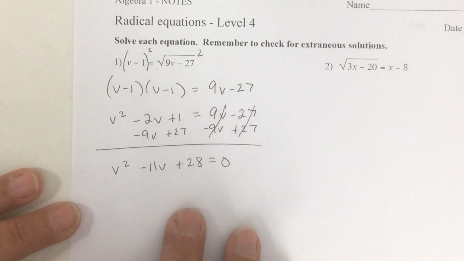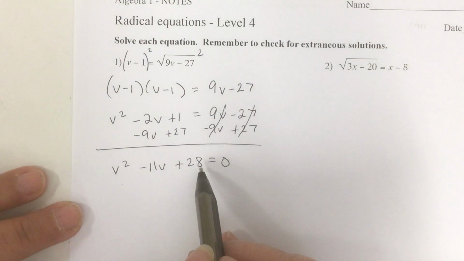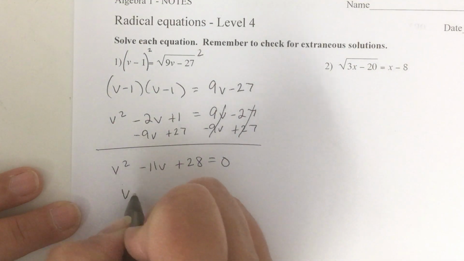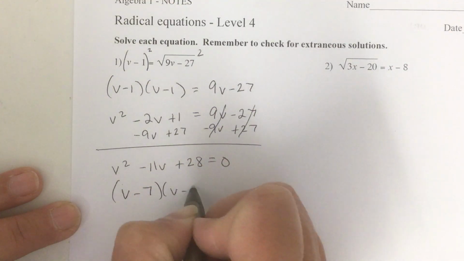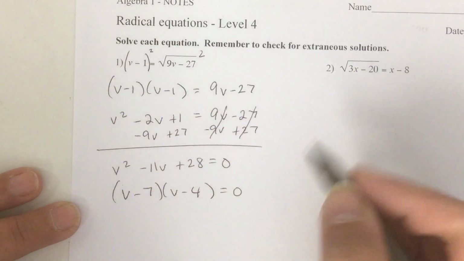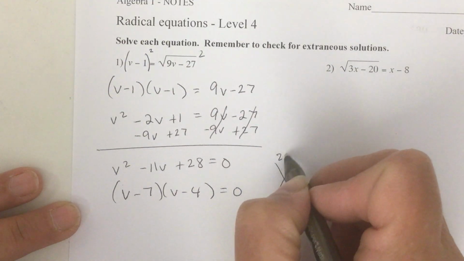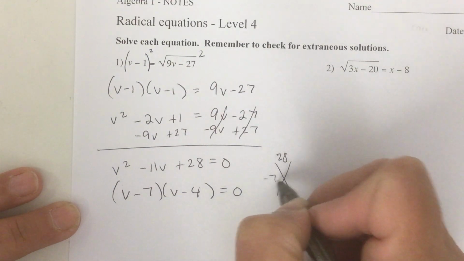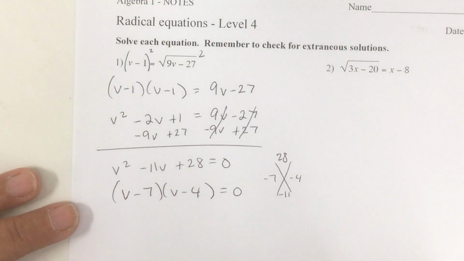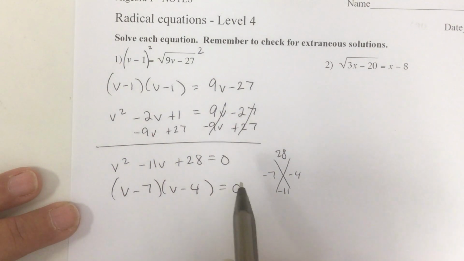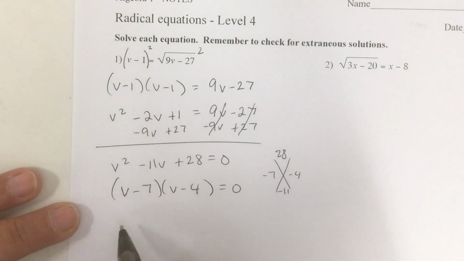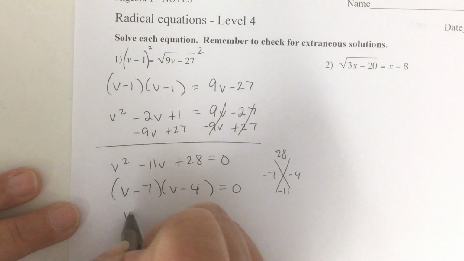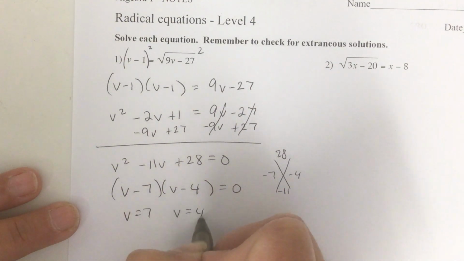At this point, I would factor. The two numbers that multiply to 28 and add to negative 11 are negative 7 and negative 4. So, if you made your x, you'd put a 28 up there, a negative 11, a negative 7, and a negative 4. If you want to use the quadratic formula, you can completely do that. You would have 11 plus or minus radical 11 squared minus 4 times 1 times 28 all over 2 times 1, and you would get the same answers. This will give you v equals 7 and v equals 4.